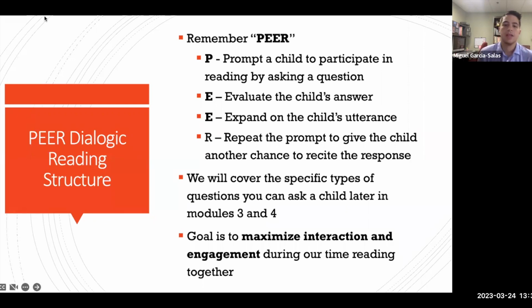Okay. When we're talking about prompts and what kind of questions to ask, we will talk about specific types of questions in modules 3 and 4. But here we're just focused on PEER as a whole, and not the specific prompts we use. It's important to note the goal of using PEER is to maximize interaction and engagement during our time reading together. We don't want it to be a passive experience where a child is just listening. We really want to focus on bringing the interaction, getting the kid talking, getting the kid interested while we read together.